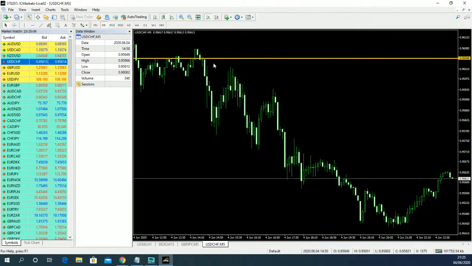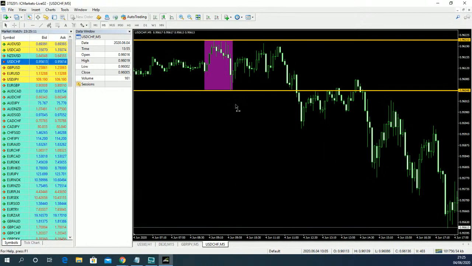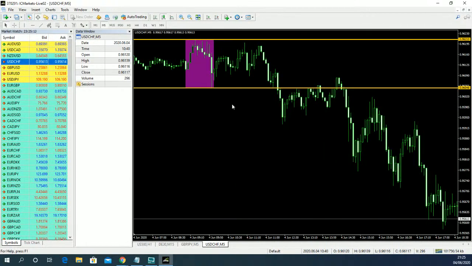So, right. You are looking at my screen, I guess. Here is my screen. Okay. My screen is showing up here. And at the moment, I am showing USD Swiss francs, which is 5-minute charts. And I have drawn this box, automatically drawn for me by the indicator.